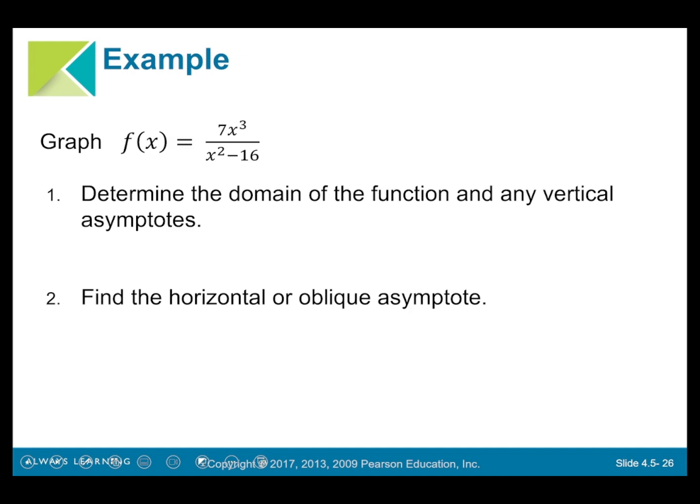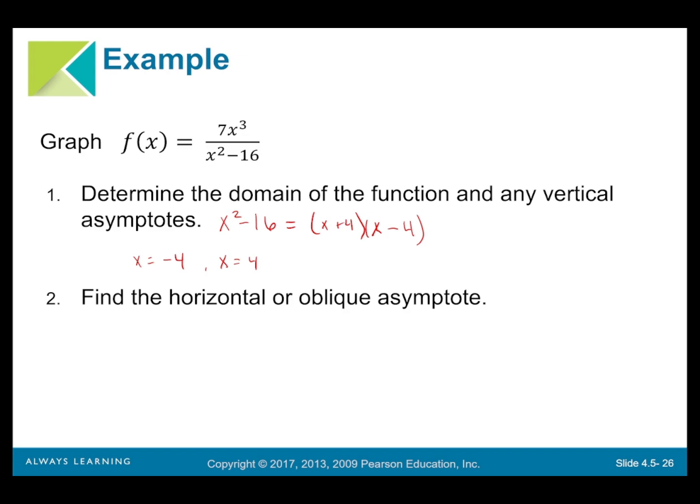Now for our next example, we're looking at 7x cubed over x squared minus 16. This is going to be an example with an oblique asymptote in it. First off, though, we're going to start with the domain and any vertical asymptotes. So, of course, we're going to take x squared minus 16 and factor it. This is our difference of squares problem. x plus 4, x minus 4. And so then, of course, we get x equals negative 4, and x equals positive 4.